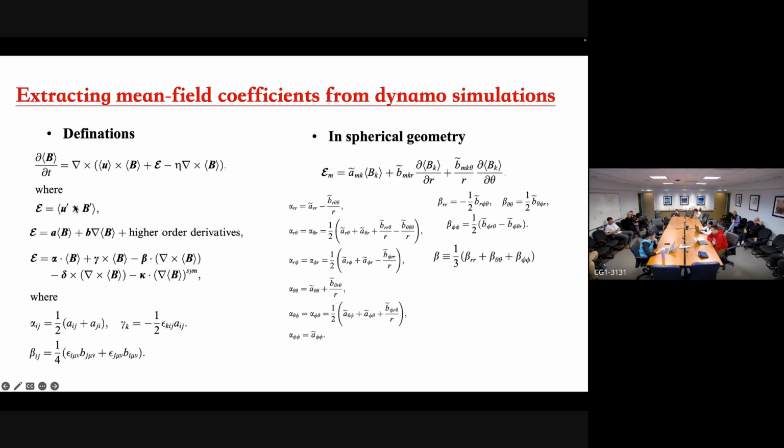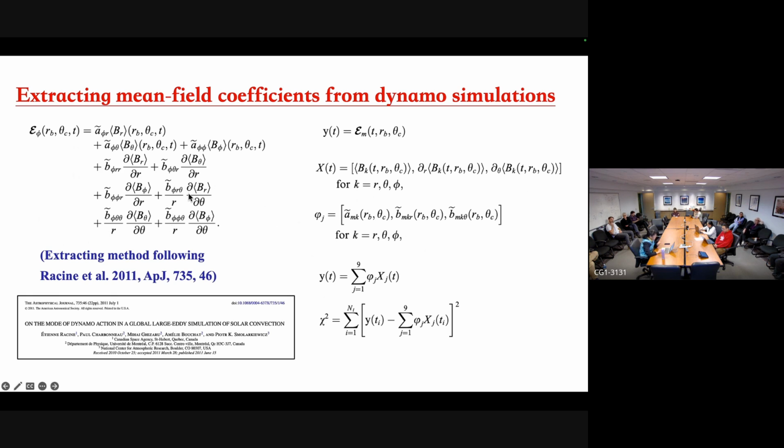This is the definition of the EMF and all these coefficients: alpha, beta, gamma. In spherical geometry it is very complicated. This summer of 2018, I spent almost a whole summer rederiving all these formulas and getting things to work. Following their method, we calculate in the simulation, at each time and each position, what the EMF is. This is the Y, and this X is all the mean field and its derivatives, and these are the coefficients we are interested in.